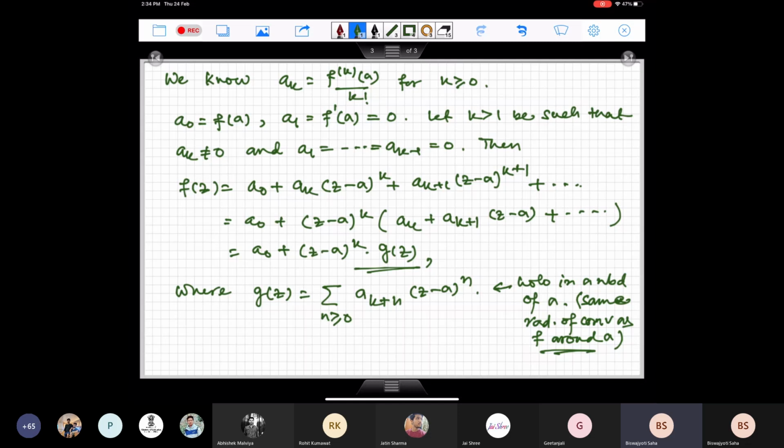Now, moreover, I have what? I have ak is not equal to 0. Since ak is not equal to 0, we get that g of a is not equal to 0. Fine, that's okay. So now what do I do? I have this. So what I am going to do is that, so g is a non-vanishing function at a.